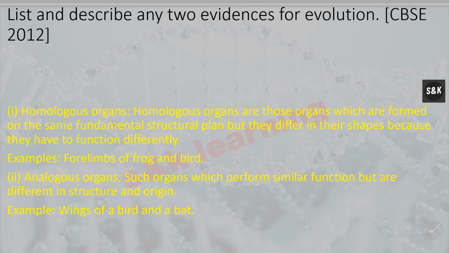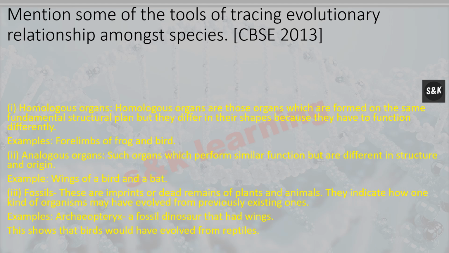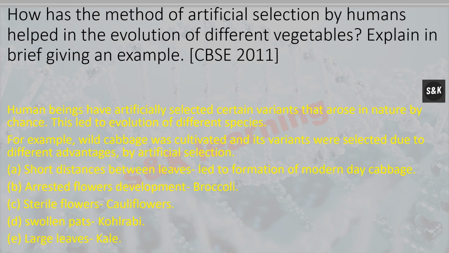List and describe two evidences of evolution. How has the method of artificial selection by human beings helped in the evolution of different vegetables? So human beings have artificially selected certain variants that arose in nature by chance. This led to evolution of different species. For example, wild cabbage was cultivated and its variants were selected due to different advantages.